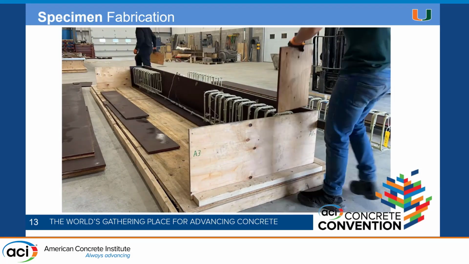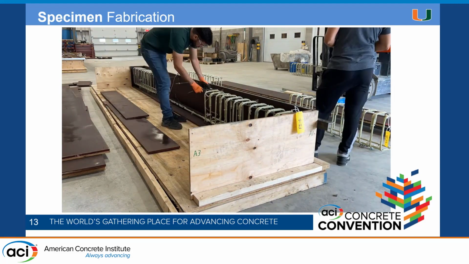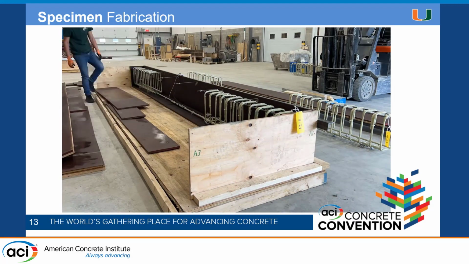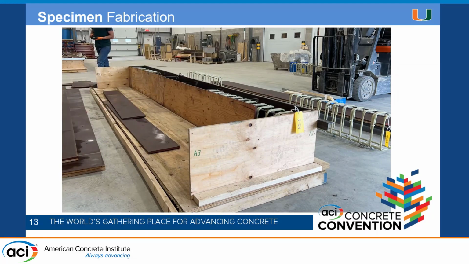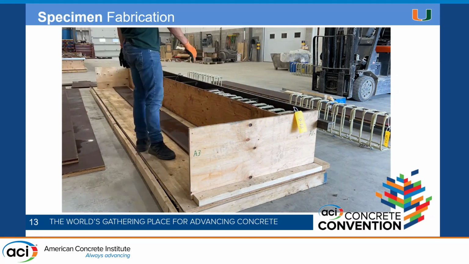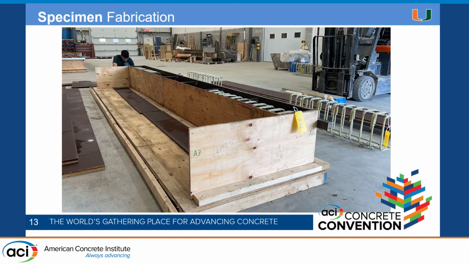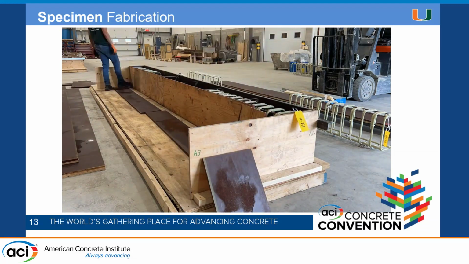So these are the cages that I mentioned. It's a 5 meter beam. I was able to move that cage by myself. If this was full steel, I would need a forklift to move it. So one of the advantages is the light weight of the GFRP.